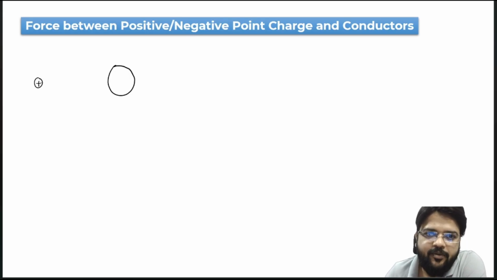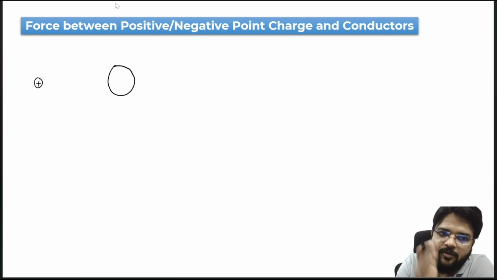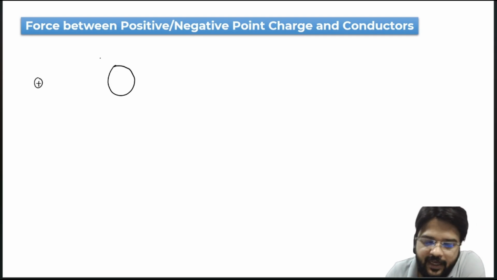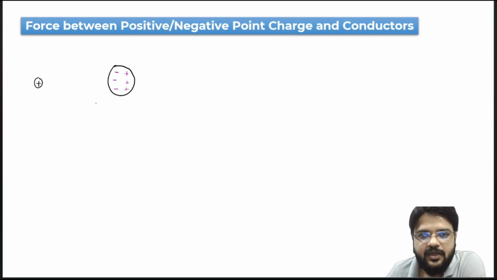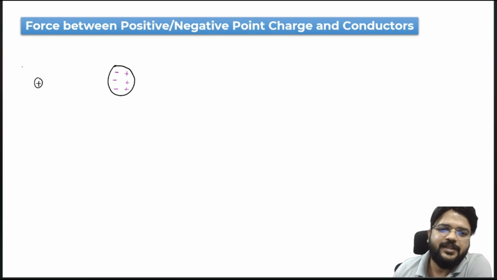So here we have a point charge, and this point charge is positive, and this conductor is neutral. But when we put this point charge near this conductor, then redistribution of charge will happen inside this conductor, everyone. So negative charge is attracted by this point charge. So here accumulation of negative charge is happening. On this side we have an excess amount of electrons, and on this side we have a deficiency of electrons. That's why this part is positive, correct?